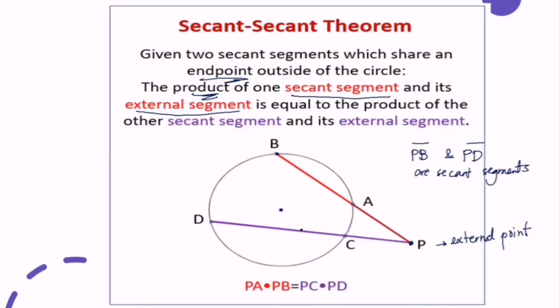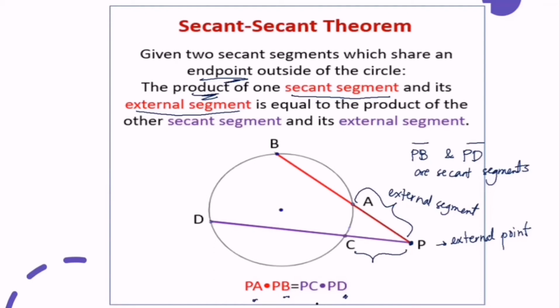So, ang mangyayari daw dyan, paano daw magsosolve? So, the whole secant segment, which is PB, i-multiply daw doon sa external segment. So, this is what we call external segment. Yung nasa labas ng bilog. So, i-multiply mo lang yon. Equated here to another secant segment. Ganun ulit. Isang buong secant segment, which is the PD, and then the external segment, PC.